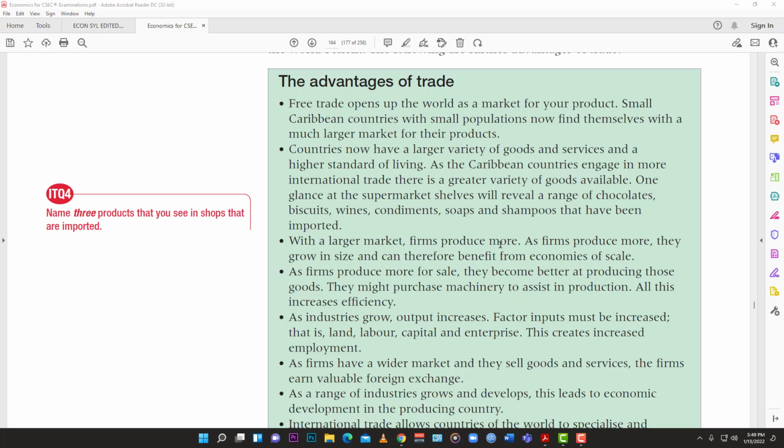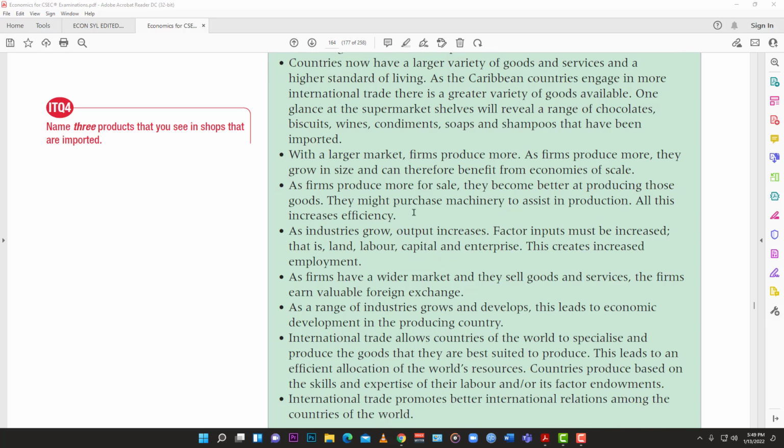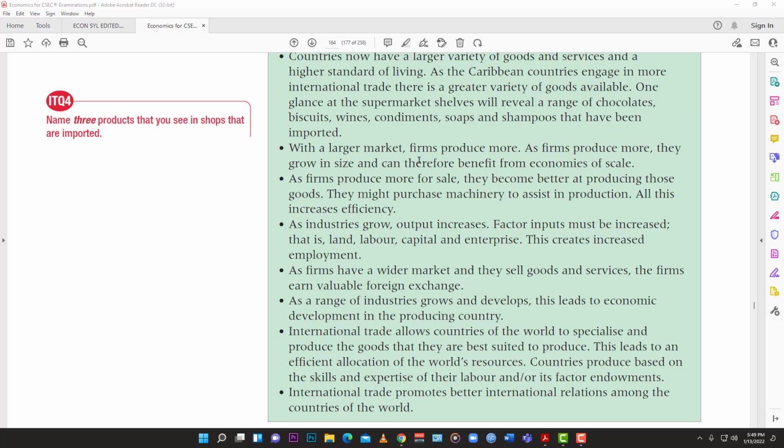With a larger market, firms produce more. As firms produce more, they can grow in size and they can therefore benefit from economies of scale. You know what economies of scale is? It's those advantages that companies gain by growing, such as reduced costs of doing business, whether it's shopping in bulk, people lending you money more because you're a big business now, things like that. But what they're saying here is that because they have access to a larger market, now you can increase the scale of your production. You can grow as a business.